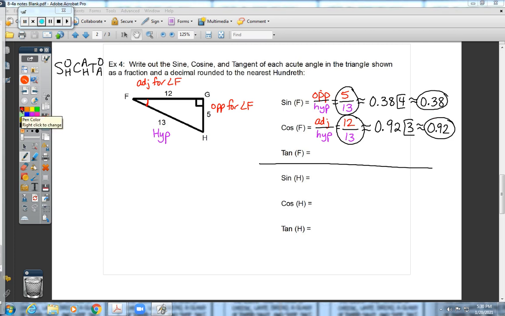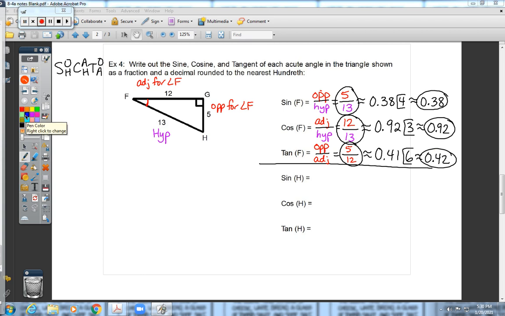Finally, for tangent, tangent is opposite over adjacent. So that would be 5 over 12. Again, that fraction does not reduce, so that is the fractional answer for the tangent. I just need to feed it to my calculator and get the appropriate decimal. That decimal is 0.41, and that third digit is a 6, which means I should be rounding my answer up to 0.42.